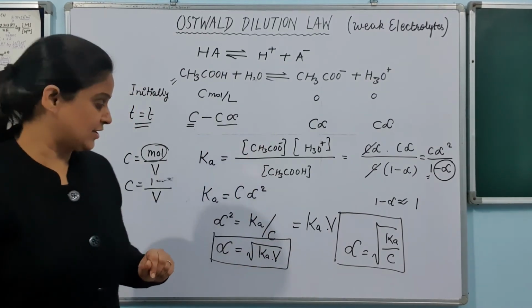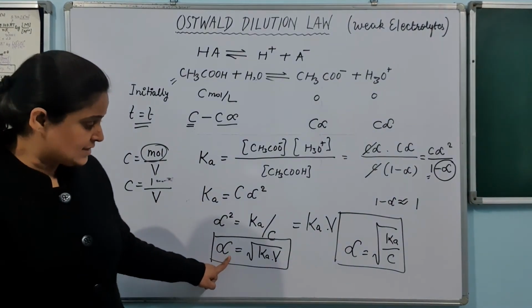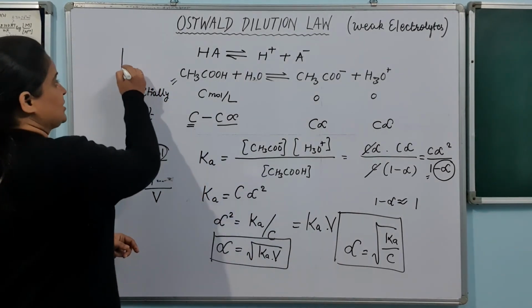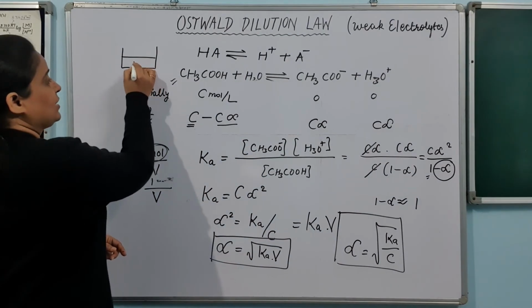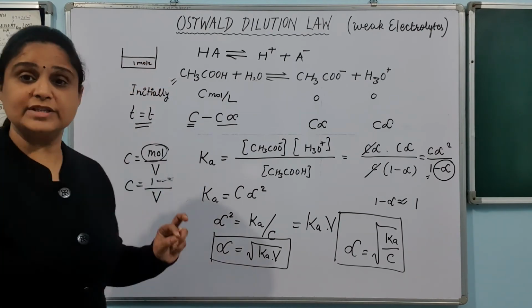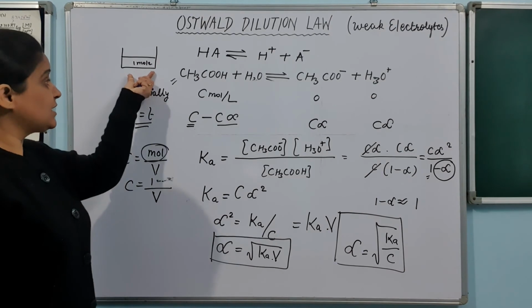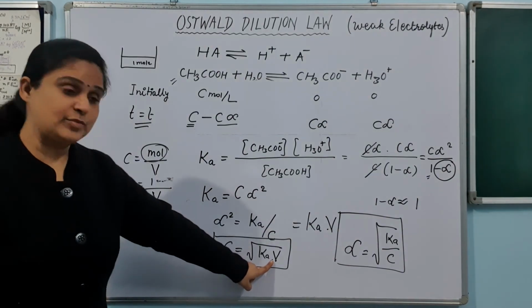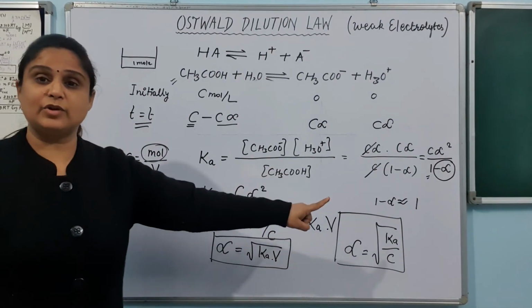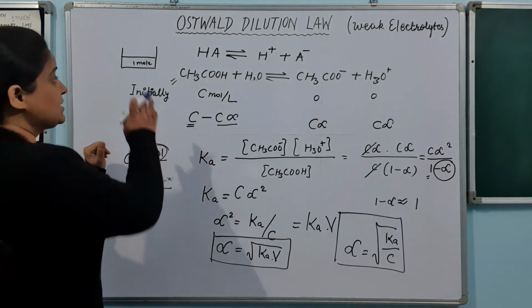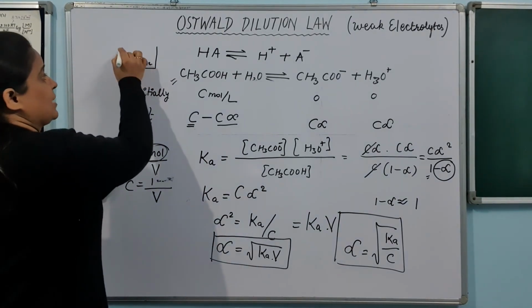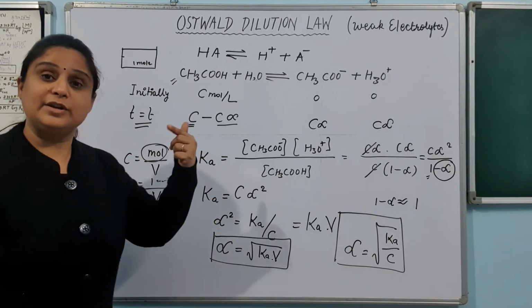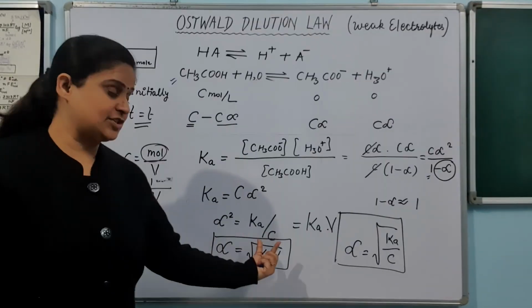And one more thing I want to share here: can you see alpha is increasing with the volume? That means, if I am taking a container, just imagine I am taking a container and I am taking 1 mole of electrolyte into it, which is a weak electrolyte. So if I am taking 1 mole of weak electrolyte in a given volume, this is the volume which contains 1 mole of electrolyte. If I am increasing the volume which is containing 1 mole of electrolyte, I will not increase the amount of the substance, I am increasing the volume by adding water to it. So if water is added, dilution is done, then the degree of dissociation is increased.